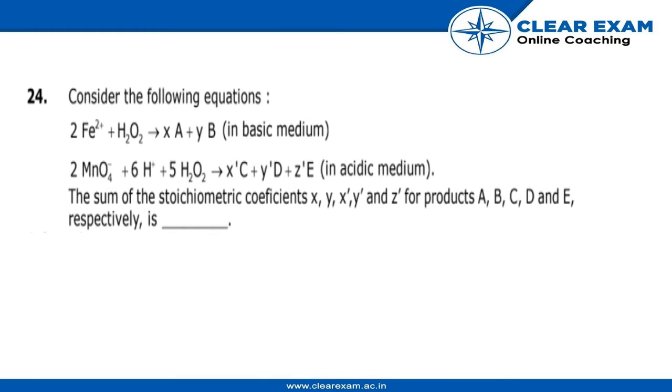So hello guys, today we'll be solving this question number 24. The question is: consider the following equations. We have two equations over here, one in basic medium and one in acidic medium. We have to find the sum of stoichiometric coefficients x, y, x dash, y dash and z dash for products A, B, C, D and E respectively. So let's get to the answer.